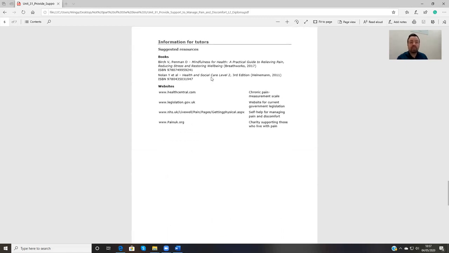Finally, there's additional reading materials here that you can go on to download, or websites in which you can view.